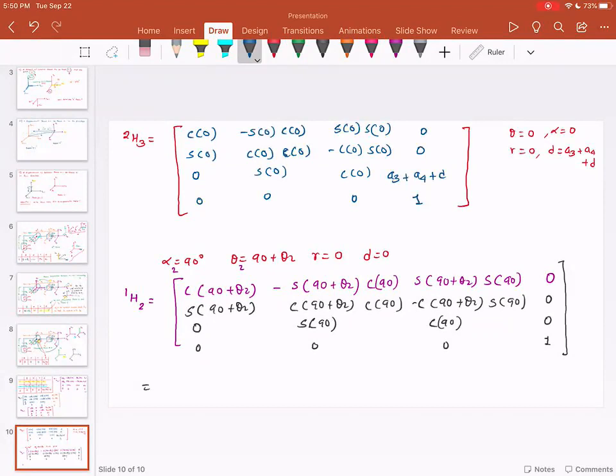So finally, 0H3 is equal to 0H1, 1H2, and 2H3. And you can perform these calculations in MATLAB and you will get the same answer. Okay, I'm going to stop here. If you have any questions, I would be happy to answer.